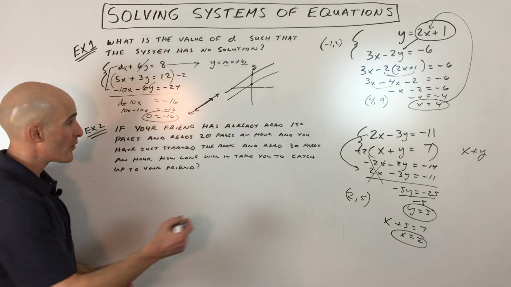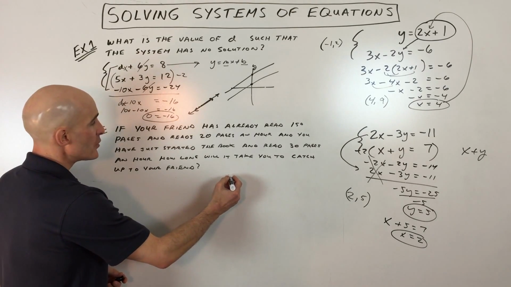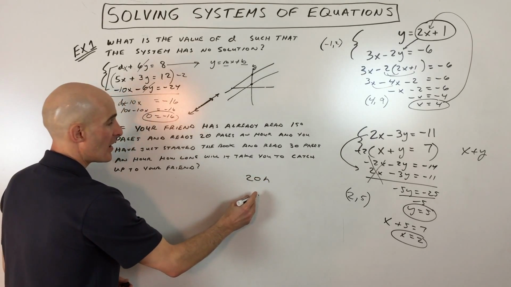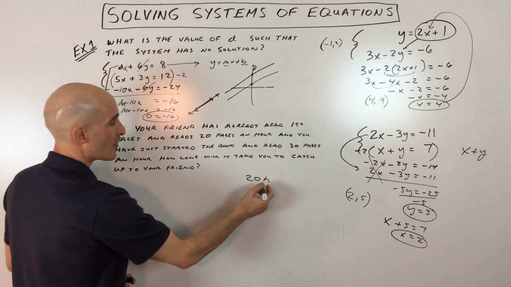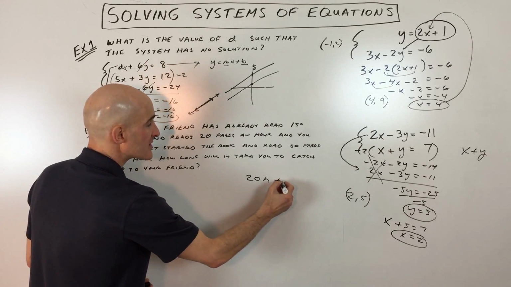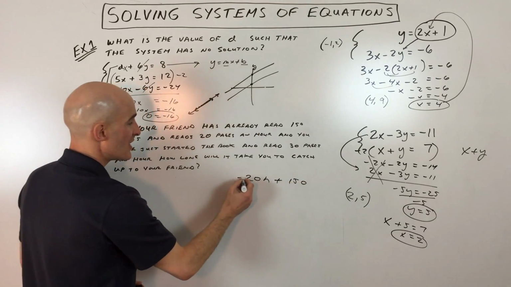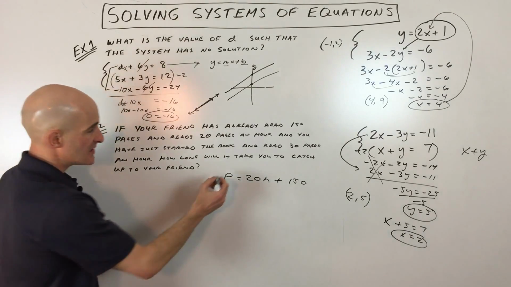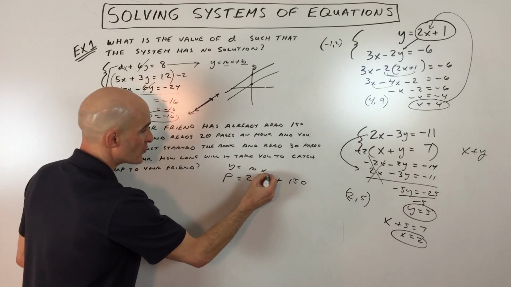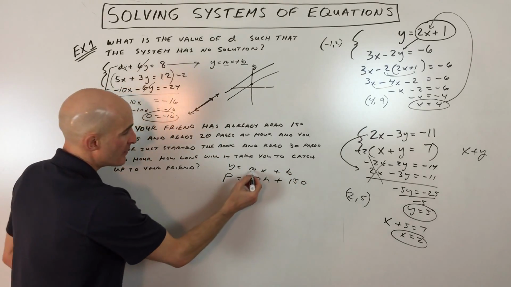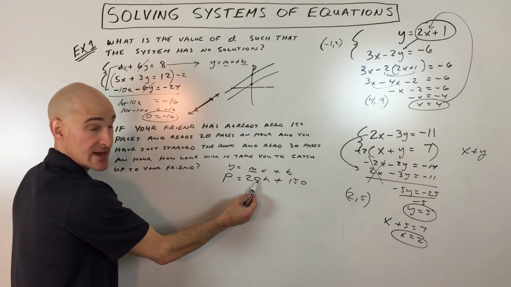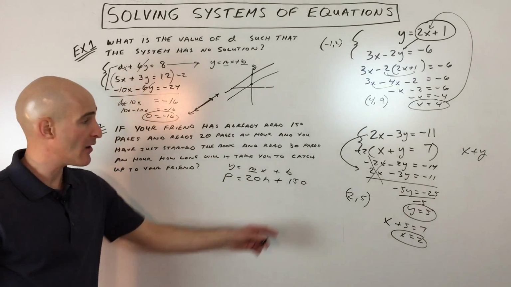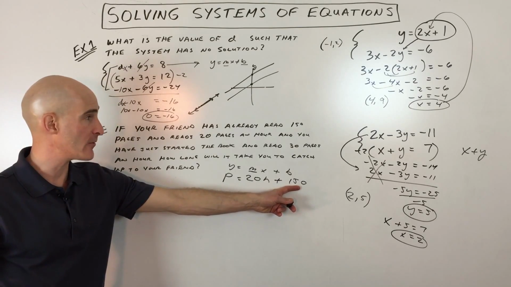Okay, so first thing we want to do is write the equation. So let's just say that your friend is reading 20 pages an hour, right? So 20 times the number of hours, plus they've already read 150 pages, and that's going to be the total number of pages that they've read. Now notice that this equation is very similar to the y equals mx plus b form of a line. The m is the slope or the rate, and the b is the y-intercept or the initial condition, the starting amount, how many pages he's already read or she's already read, right?